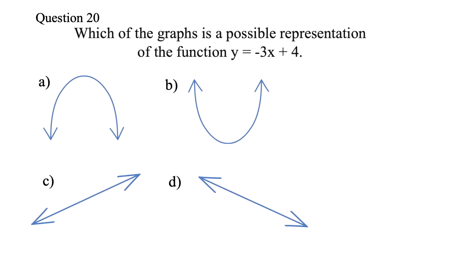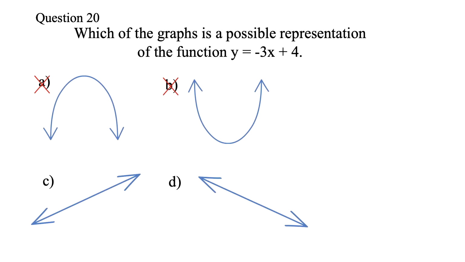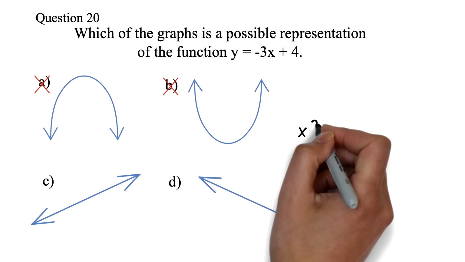Which of the graphs is a possible representation of the function y equals negative 3x plus 4? Here, there are no values on the graphs, so nothing to calculate. Options A and B are obviously wrong answers because they are parabolas, or the graph of a quadratic function. For it to be option A or option B, the function must have x exponent 2.